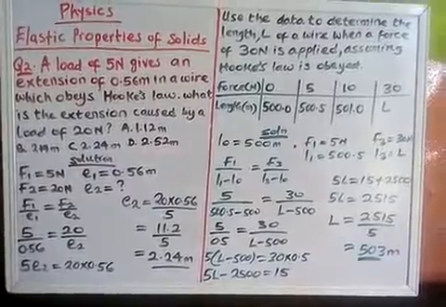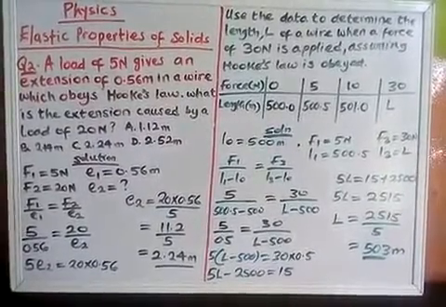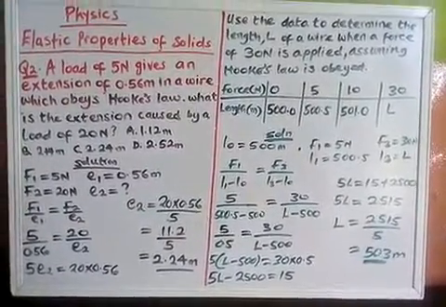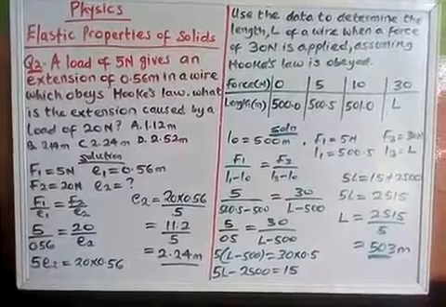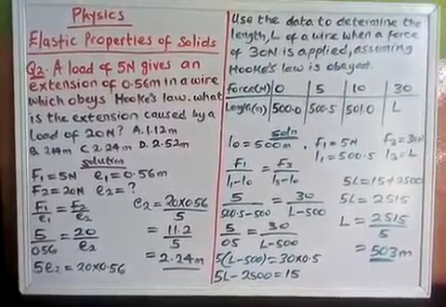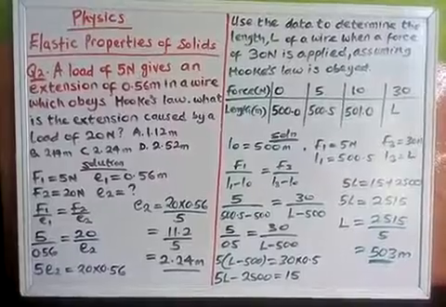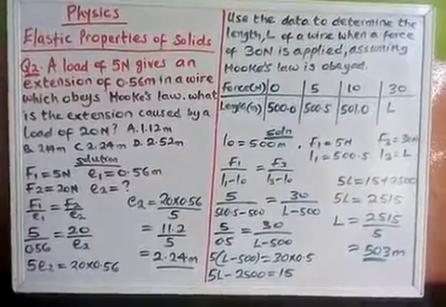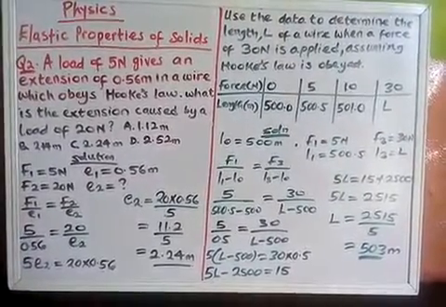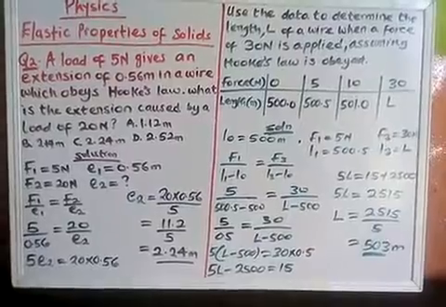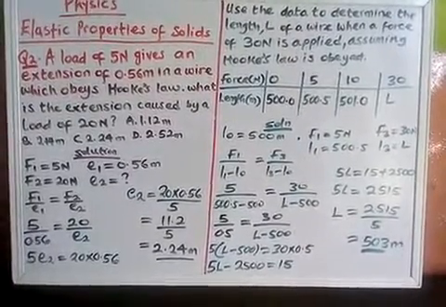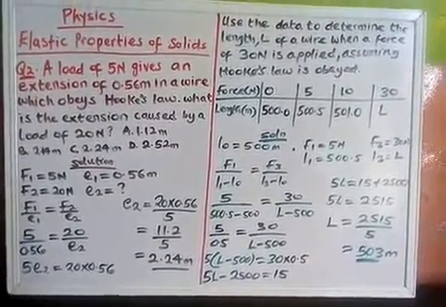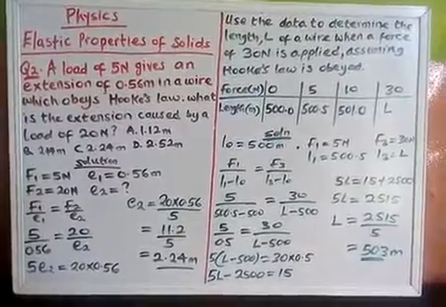So we input F1 is 5 over 500.5 minus 500 equals F3 is 30 over L3, which is L, the required length that we have to find, minus 500. Then everything will give us 5 over 0.5 equals 30 over L minus 500. When we cross multiply, we have 5 open bracket L minus 500 equals 30 multiplied by 0.5. This 5 will multiply through all the elements in the bracket. So we have 5L minus 5 times 500, which is 2,500, equals 30 multiplied by 0.5, which is 15.